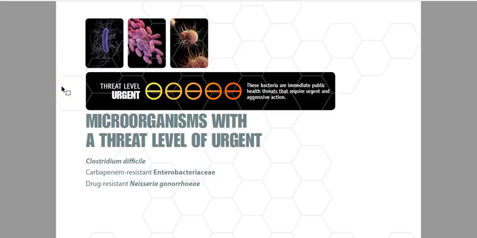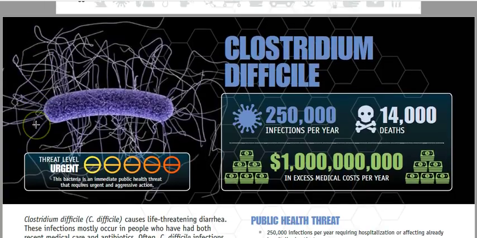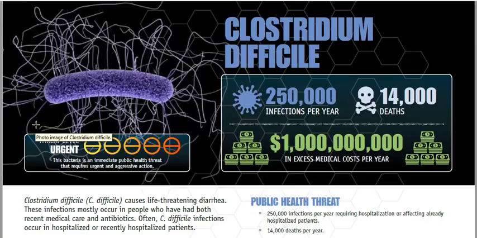Threat level urgent. These bacteria are immediate public health threats that require urgent and aggressive action. These are the 3 microorganisms with a threat level of urgent. First one is Clostridium difficile, or C. difficile, but I'll call it CD.